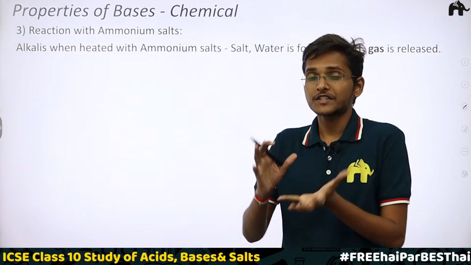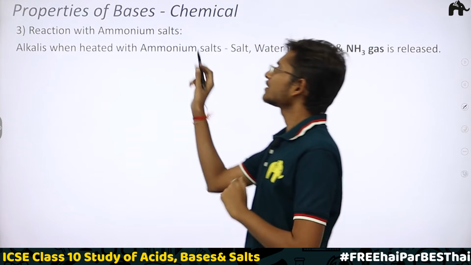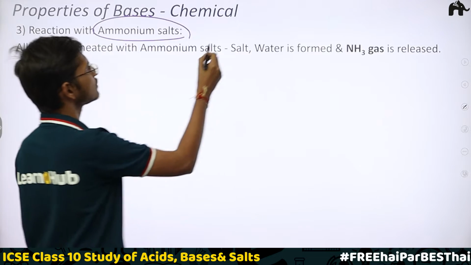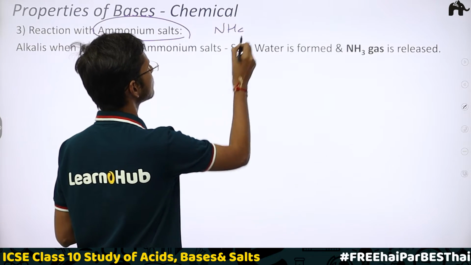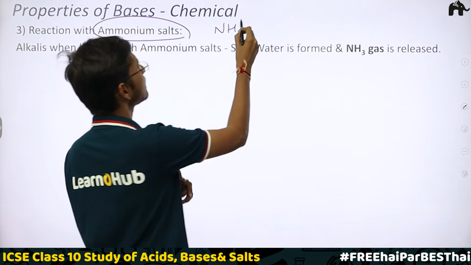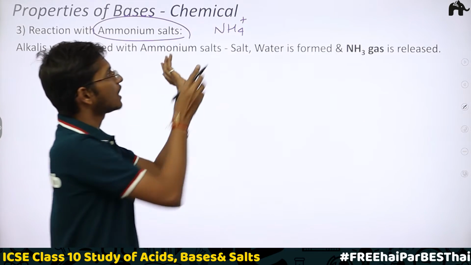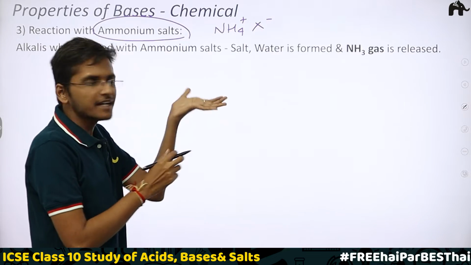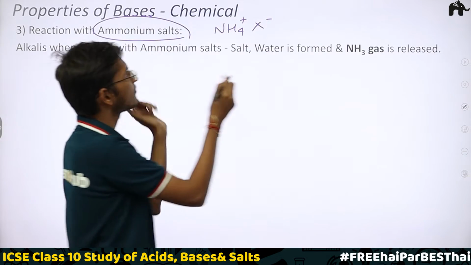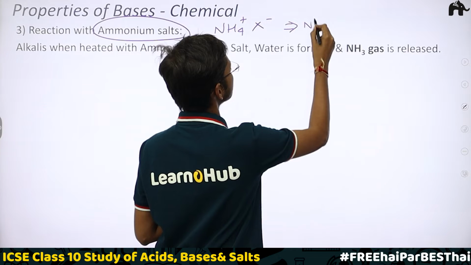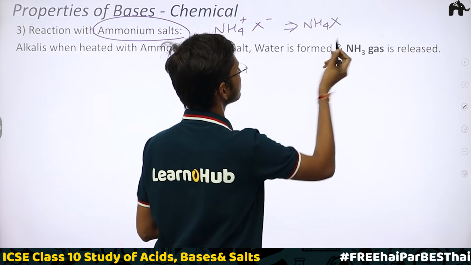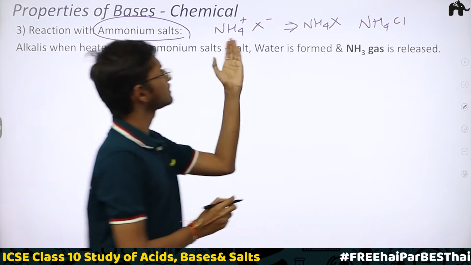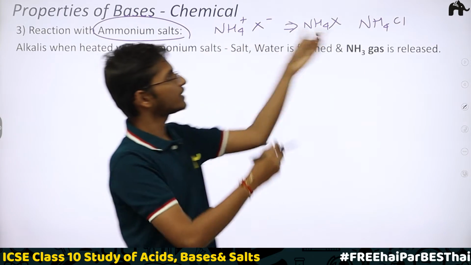Now the last reaction of bases, the reaction of bases with ammonium salts. Now what are these ammonium salts? This salt would be made up of ammonium ions. So there would be an ammonium ion and some negative ion or negative radical with which this ammonium ion would combine and form an ammonium salt. In this way, for example, NH4Cl. NH4 plus and Cl minus would combine and form NH4Cl.